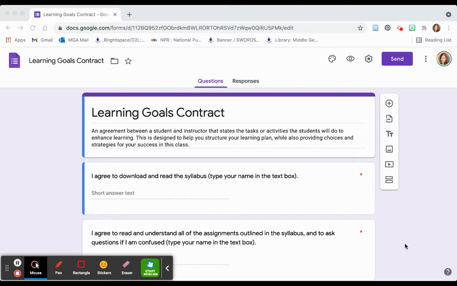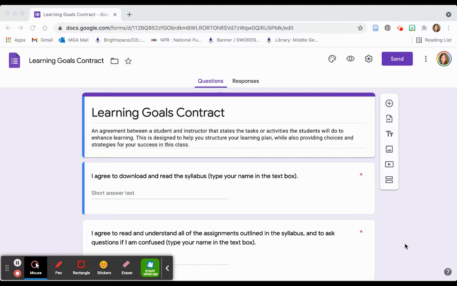I'm asking you to fill out this goals contract so that you can start to plan your success in my class from the very beginning of the semester. There's actually proof in people who study education that if you do things like this at the start of the semester, you have better chances of being successful.